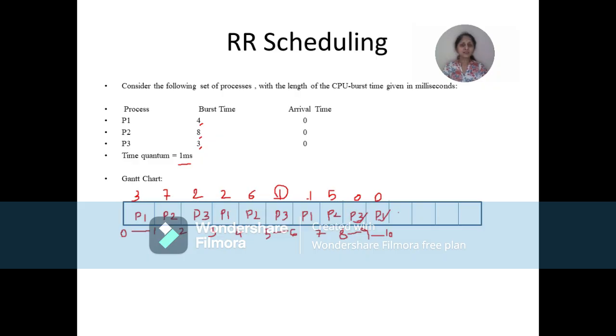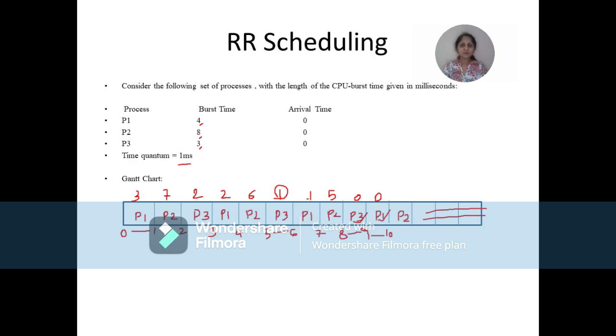What is the remaining process? Only P2 is remaining. For this P2 you can show 11, 12, 13, 14. You can show the breaks of 1 millisecond, but there is no need since there are no more processes in the ready queue. We don't have to show those breaks. So we don't need these extra boxes in our Gantt chart.